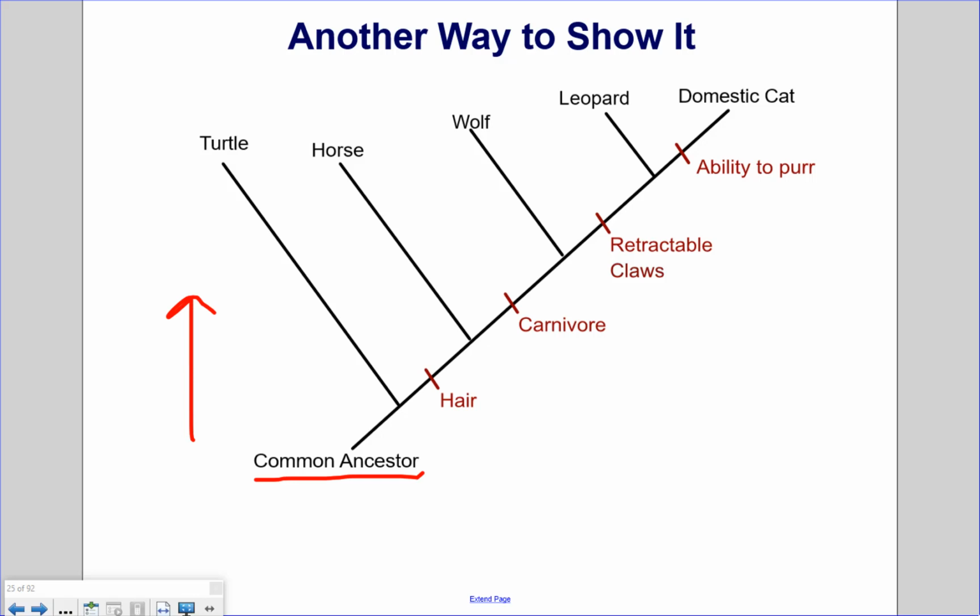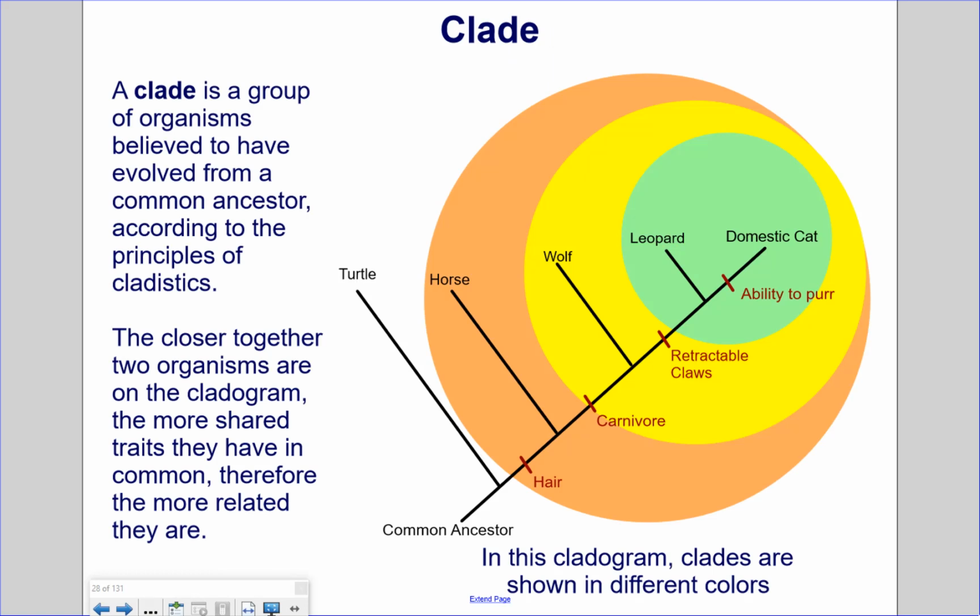Cladistics. One of the tools used to create a phylogeny is cladistic analysis. A cladogram is a special type of phylogenetic tree that uses derived traits to determine which species are most closely related. In this cladogram, the derived traits are shown in red.